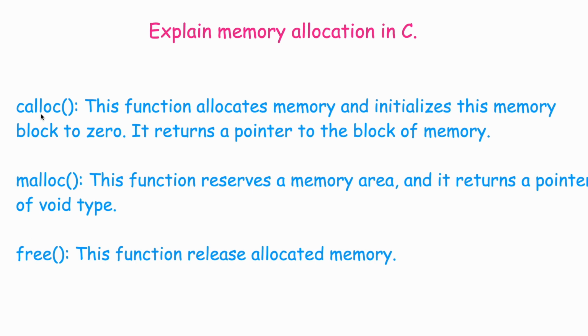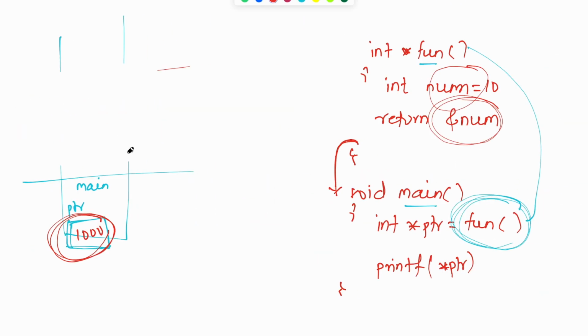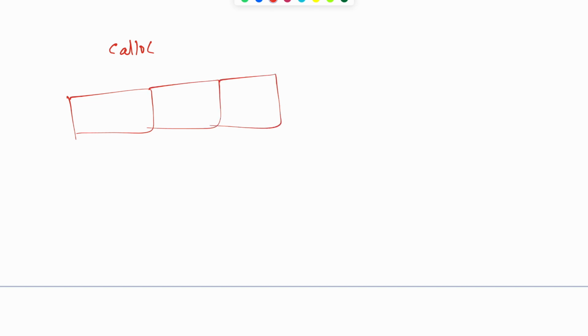So calloc, what does it say? This function allocates memory and initializes the memory block to 0. It returns a block of memory, which means, say for example with calloc, it allocates multiple blocks of memory. So this is the first block, second block and third block. It allocates multiple blocks of memory, and each block is initialized to 0 in calloc.